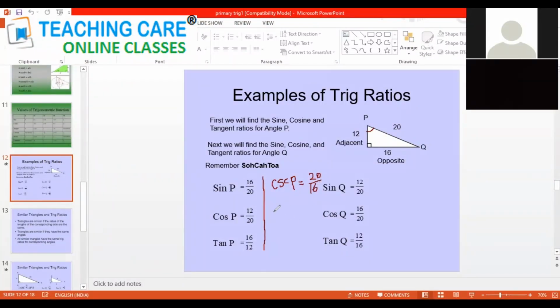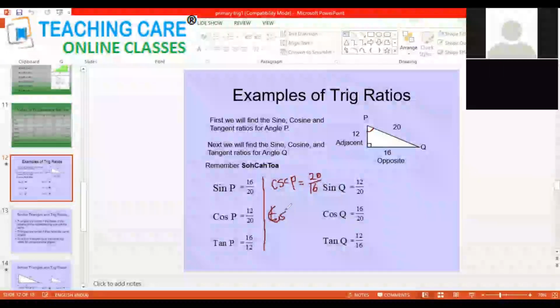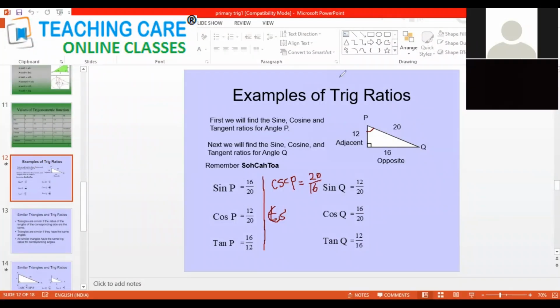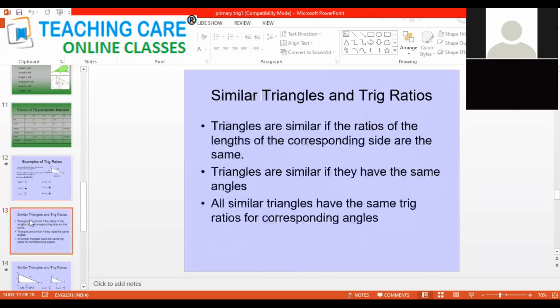Next, what is going to be your cotangent? Not cotangent, we will just have secant. What is your secant? Secant of P will be nothing but 20 over 12 because it is the reciprocal of your cosine. Then cotangent will be the reciprocal of tangent. Understood? Got it? So this is the way basically they will give a problem and you need to solve it.